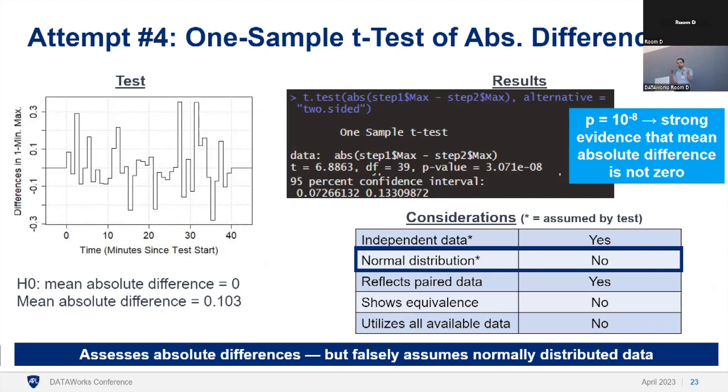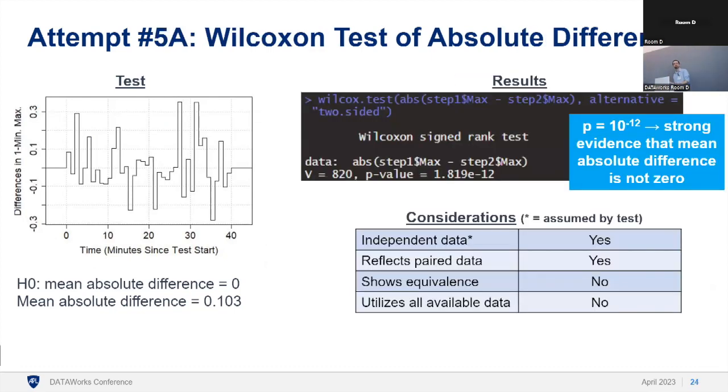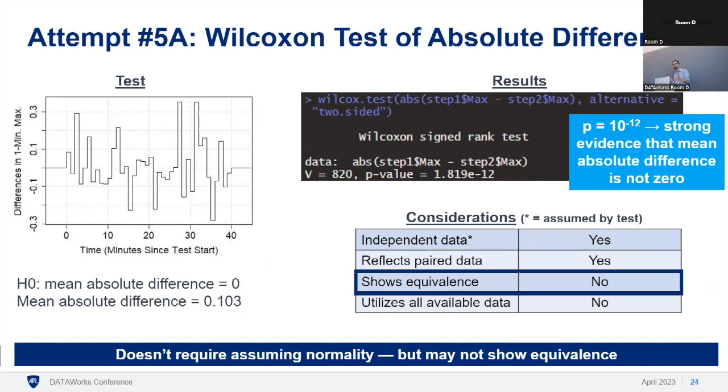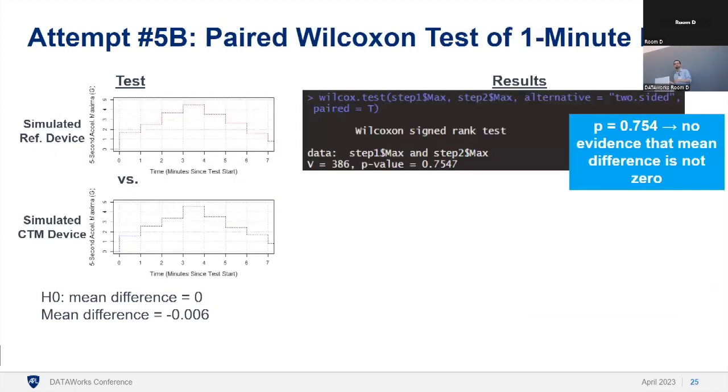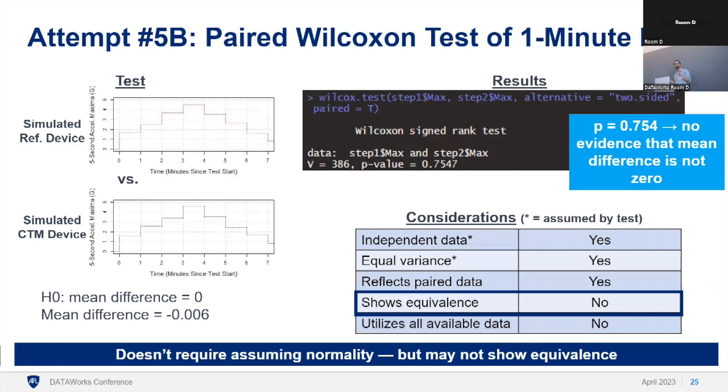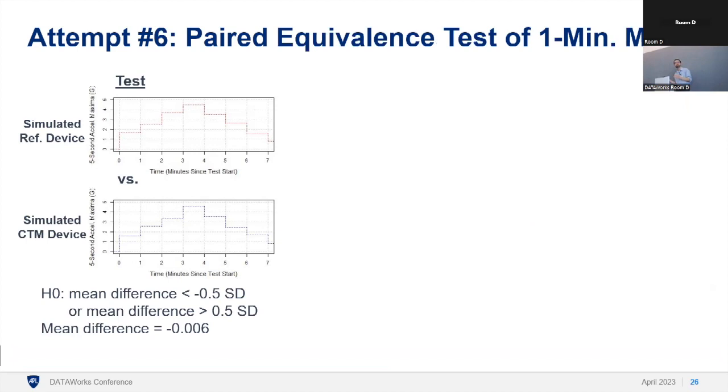But going back to the assumptions, all these t-tests have assumed normally distributed data, which we don't necessarily have. So in order to account for that, we could use the Wilcoxon test, either with the absolute differences, again with 1 sample, or taking the maxima over the 1 minute interval. So here we've gotten around the assumption of normality, but we haven't yet directly tested for equivalence, which is what we really want to show in considering the 2 time series.